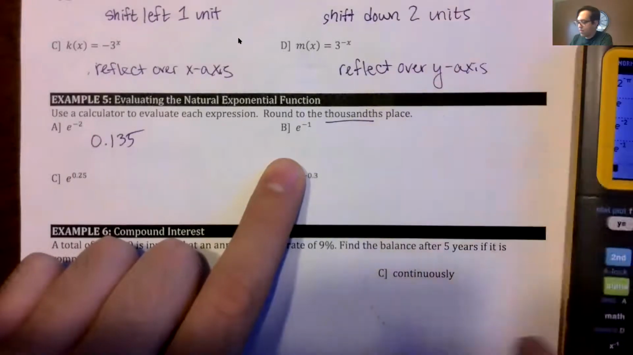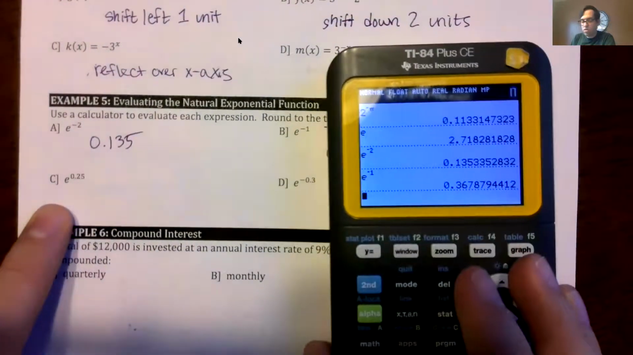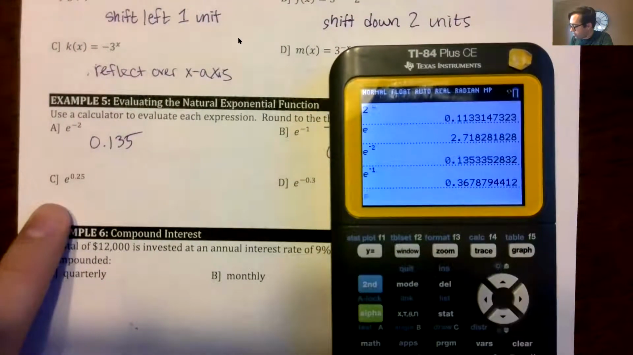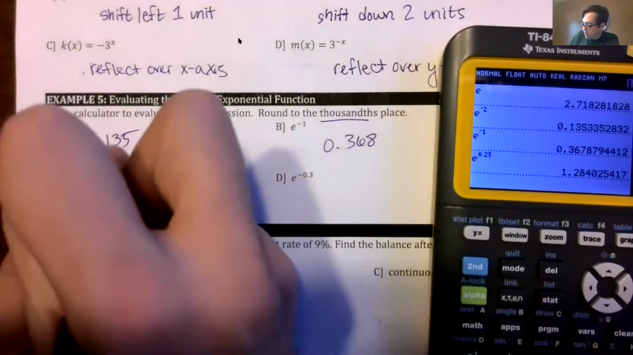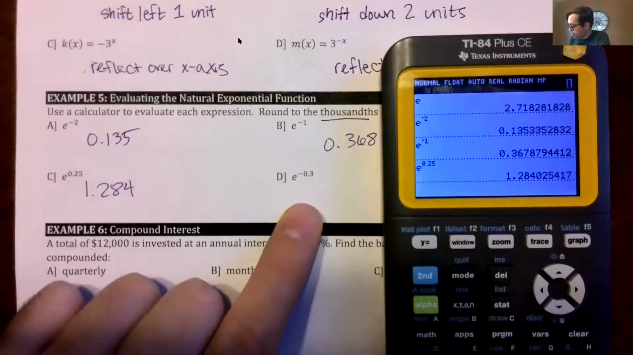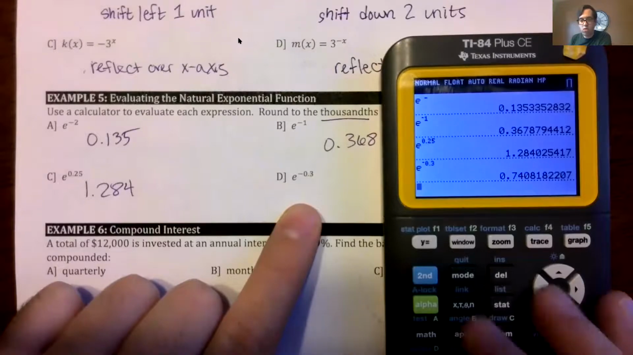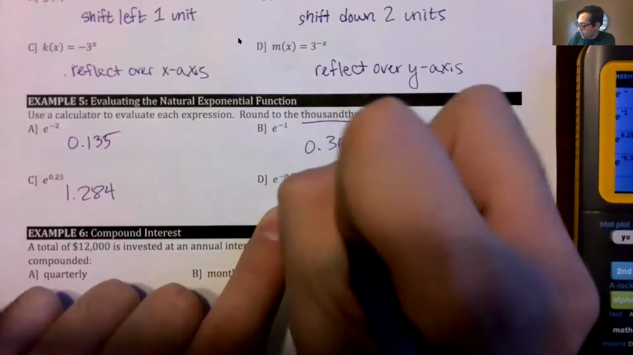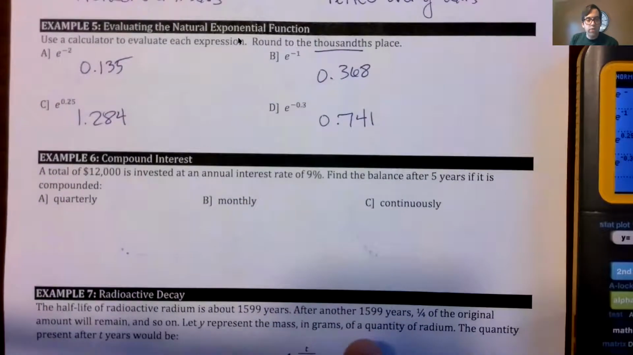0.368. e to the 0.25 is 1.284. And e to the negative 0.3 is 0.741. Okay. Hopefully that wasn't too bad.